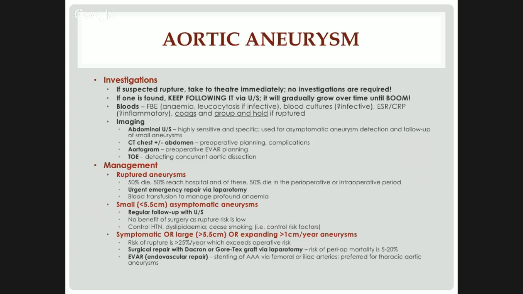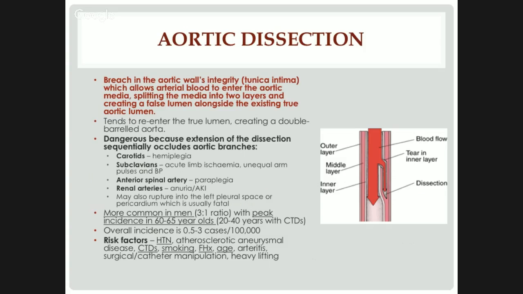If they are symptomatic because they're compressing on something, or they're large, so greater than 5.5 centimeters, or they're expanding at more than 1 centimeter per year. Again, these are all numbers you probably don't need to remember. If you just remember small versus large, that'll be enough. These people have a greater risk of it rupturing than the risk of surgery. So these are the people you take for elective repair. And that's aortic aneurysm in a nutshell.